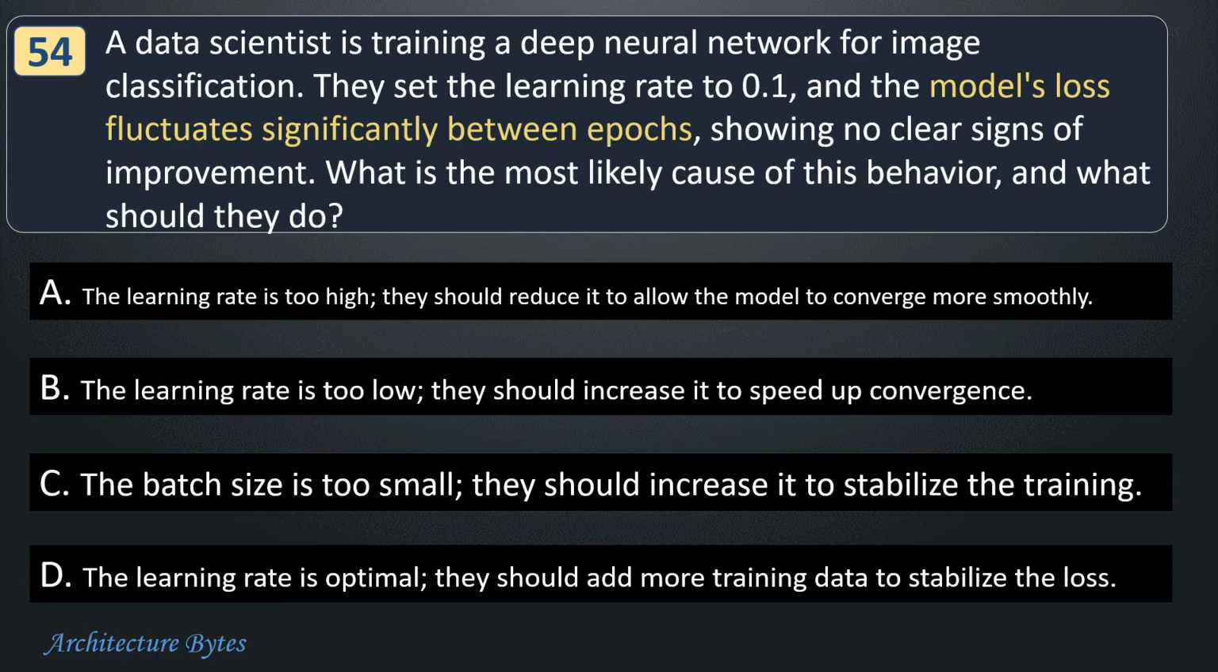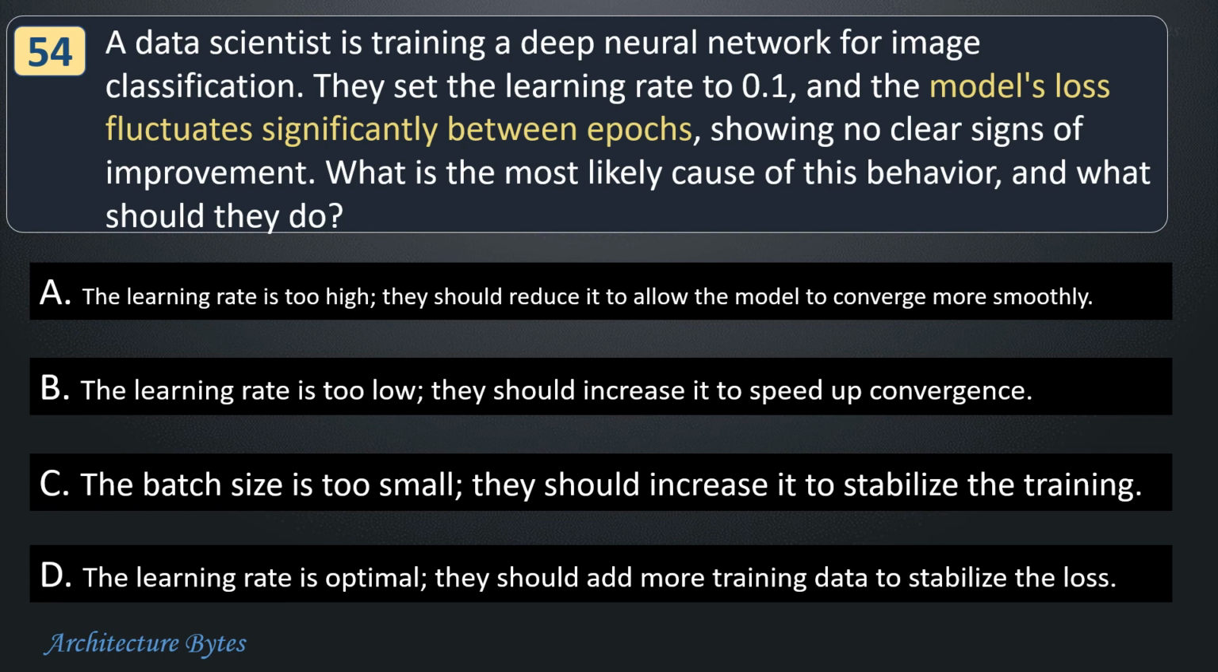Our options are A. The learning rate is too high. They should reduce it to allow the model to converge more smoothly. B. The learning rate is too low. They should increase it to speed up convergence. C. The batch size is too small. They should increase it to stabilize the training. D. The learning rate is optimal. They should add more training data to stabilize the loss.